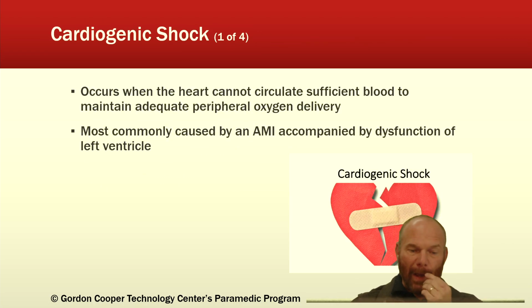Now let's talk about cardiogenic shock. This occurs when the heart cannot circulate sufficient blood to maintain adequate peripheral oxygen delivery. So it really just involves that direct pump failure. Many diseases can lead to destruction or inflammation of the heart muscle. One of the most common causes is going to be an acute MI with 40% dysfunction of the left ventricle, 40% or greater, obviously. There are some other intrinsic causes as well.